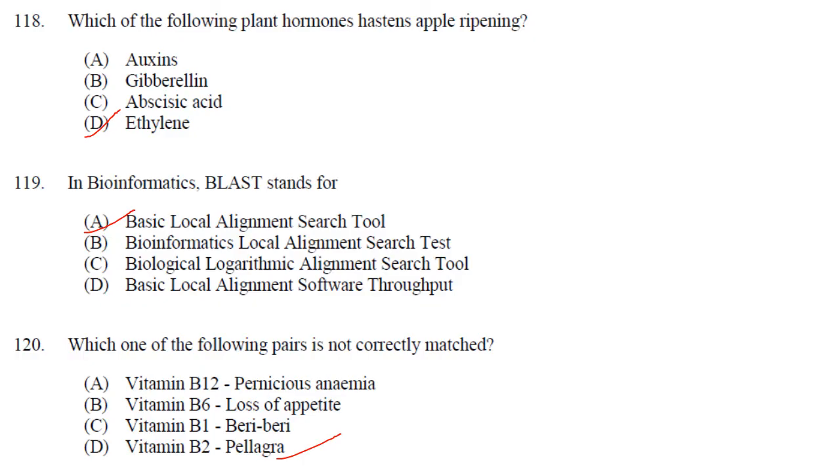In bioinformatics, BLAST stands for. So it is Basic Local Alignment Search Tool. Answer is option A. Then which one of the following pairs is not correctly matched? So vitamin B12, pernicious anemia, that is correct. B6, loss of appetite, that is also correct. B1, beriberi, and B2, pellagra.